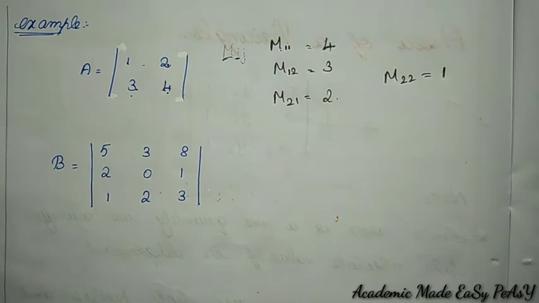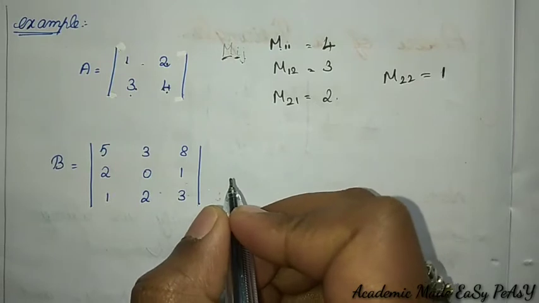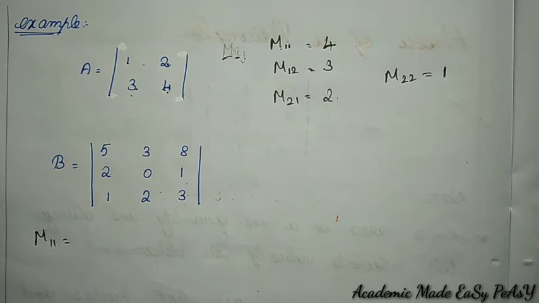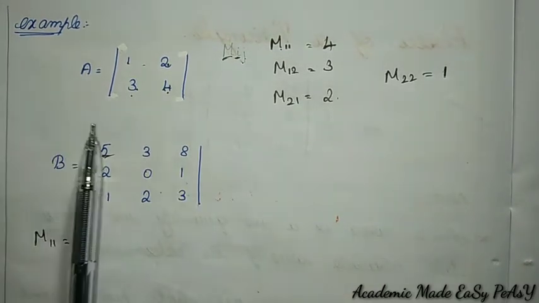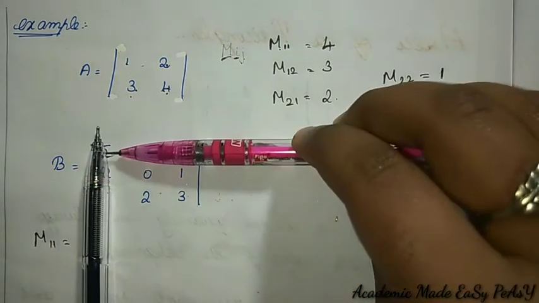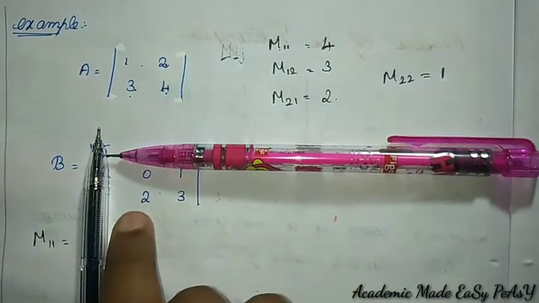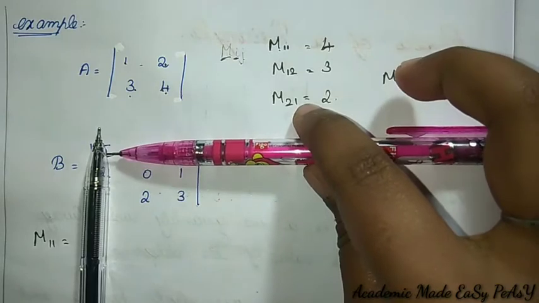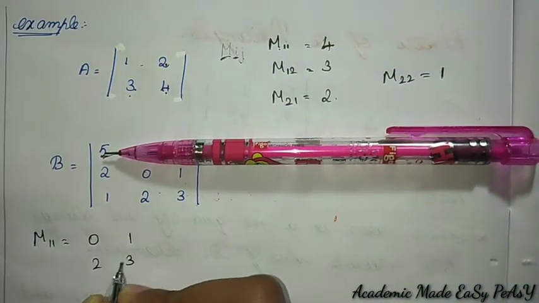Now let's see for a 3 by 3 matrix. There's a slight change in this. So see, be very, very clear. So M11. Okay, so this M11 means this position now. So this belongs to the first column and also first row. Okay, so what are remaining now? 0, 1, 2, 3. So now we have to take the determinant of it. So if we take the determinant, then it will be 0, 1, 2, 3.